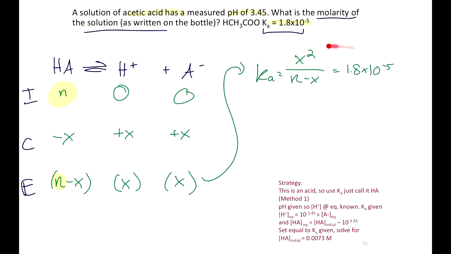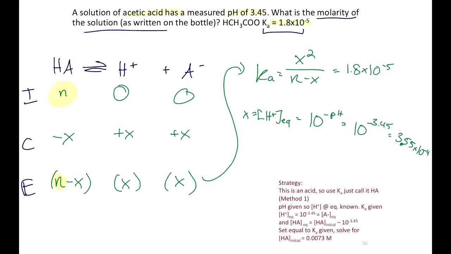Can we solve this as is right now? No, there are 2 variables. So we haven't used pH yet. What piece of information, which variable can pH tell us? X, yes, because X is equal to H plus concentration at equilibrium. So this is equal to 10 to the negative pH of the solution, so 10 to the negative 3.45. So we get that X is equal to 3.55 times 10 to the negative 4.